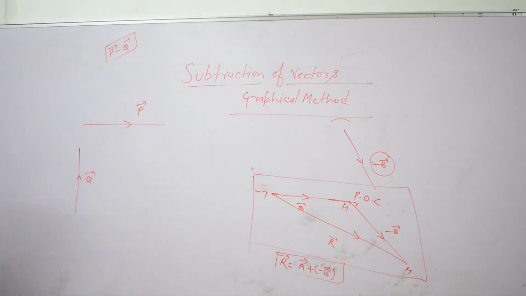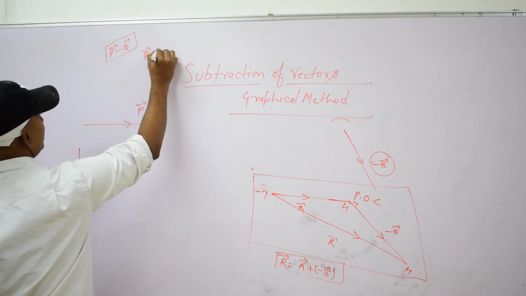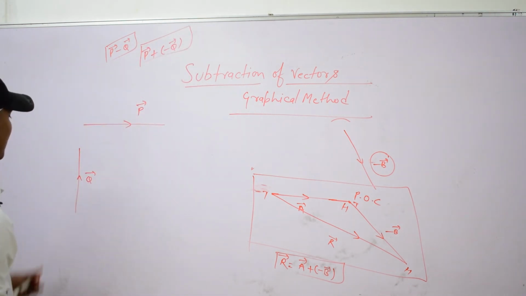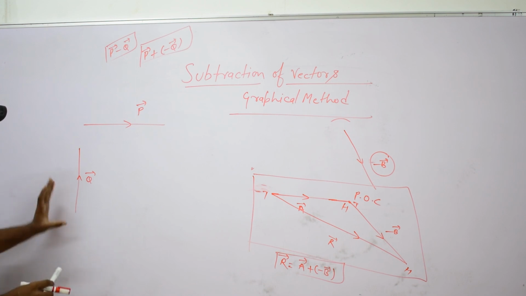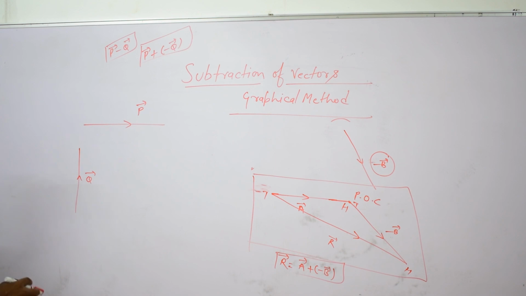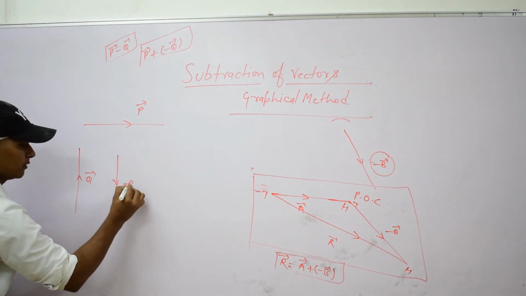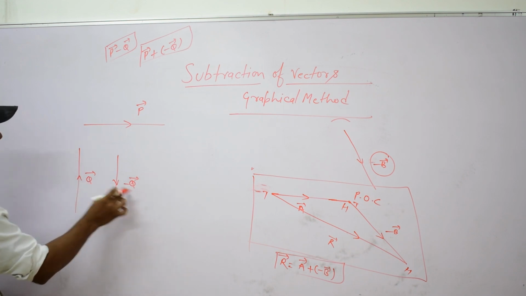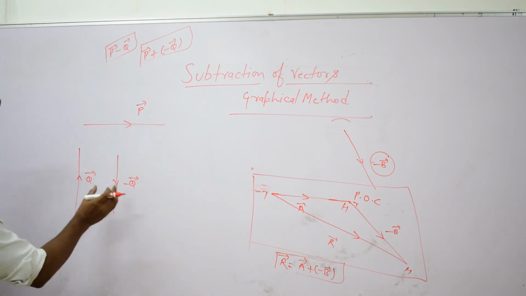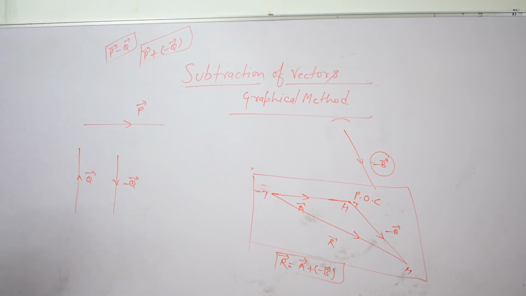So how can we write this P minus Q vector? We can write it in this format: vector P plus or minus Q vector. Okay. If the vector Q is represented like this, meaning its head is towards the upward direction, what will be the direction of minus Q vector? That will be like this, meaning the direction of minus Q will be opposite to this particular Q. So we just take this vector and add it here with the vector P.